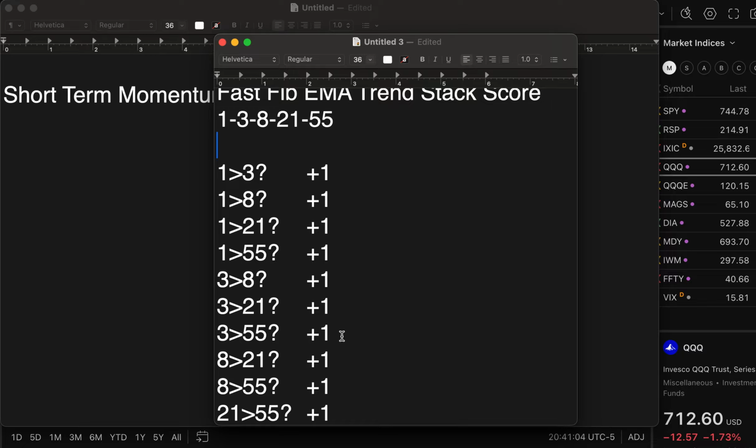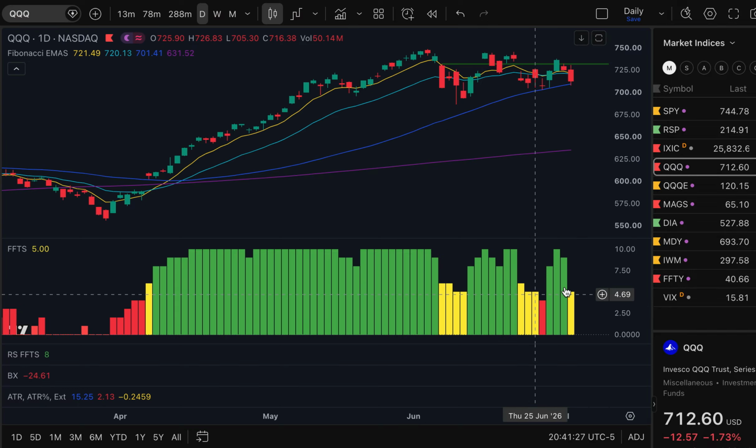Notice if the price falls below the 8, then you're automatically down to 8 out of 10, and if it falls below the 21, then you're down to 7 out of 10. And so that's how this Fast Fib Trend Stack works. That's what this indicator is.